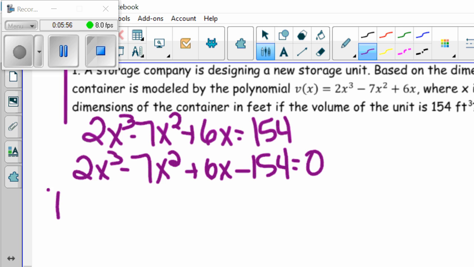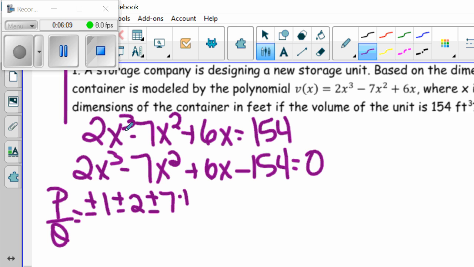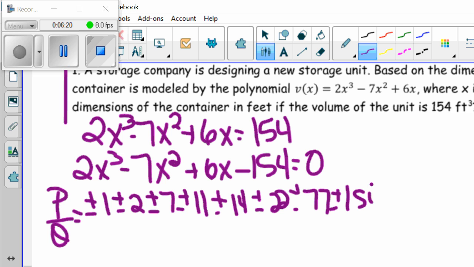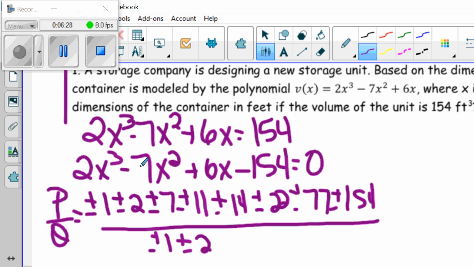I'm going to list my possible rational zeros, so my p's and q's. So I need all of my factors of 154. So let's see, I have positive negative 1, positive negative 2, positive negative 7, positive negative 11, 14, 22, 77, and 154, all divided by my factors of my leading coefficient 2, positive negative 1, positive negative 2. So all of my possibles, I have everything on top divided by 1, so that gets me everything on top.